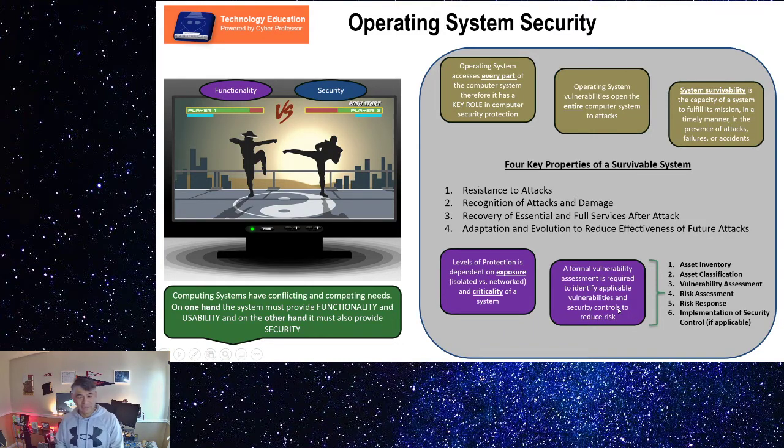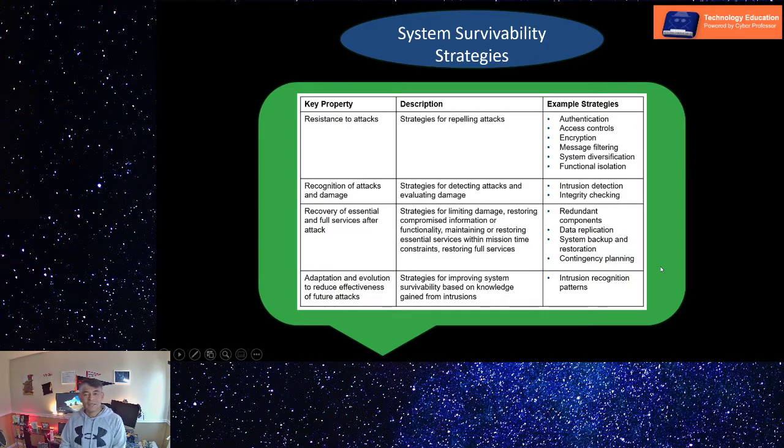A formal vulnerability assessment is required to identify applicable vulnerabilities and security controls to reduce the risk. These are some of the steps that we discussed earlier today: the asset inventory, the asset classification, the vulnerability assessment, the risk assessment, the risk response, and the implementation of security controls if applicable.